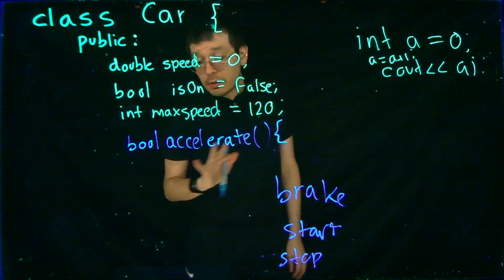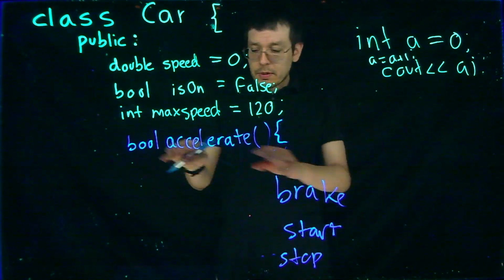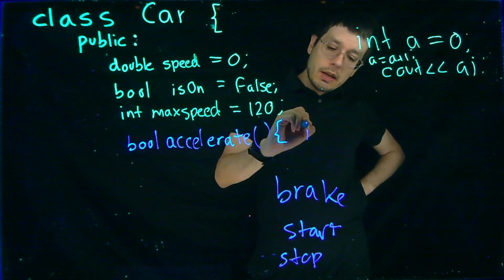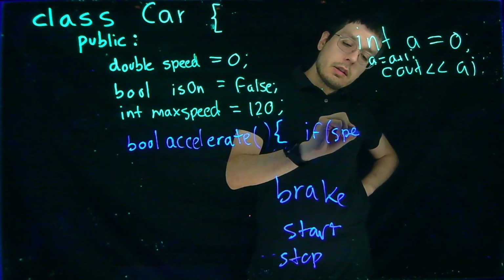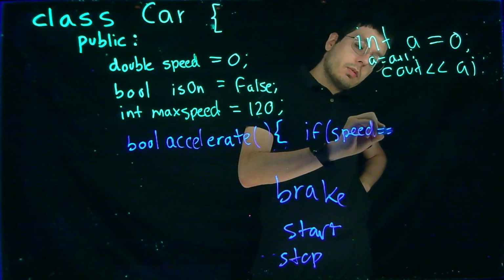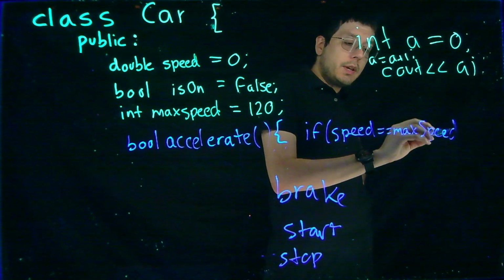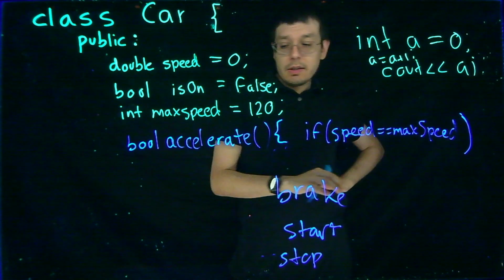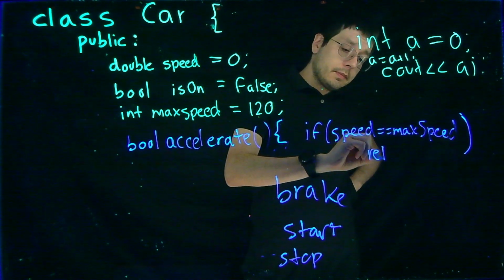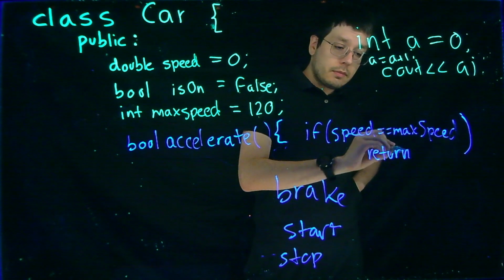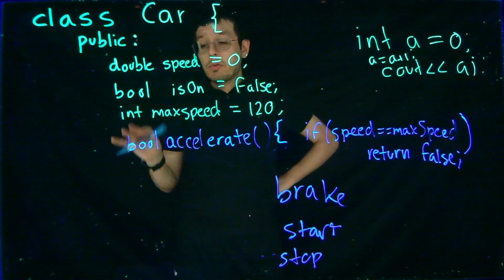However, because I want to make sure that I don't go over max speed, the first thing I'm going to check in this function, and I'm going to write it here just to optimize my space, is an if statement. I'm going to say if speed is currently equal to max speed, that means we're already at our max speed. So that means we really can't go faster. In that case, we don't want to increase the speed, so we're just going to return false. Okay? And that'll be a flag that acceleration failed.